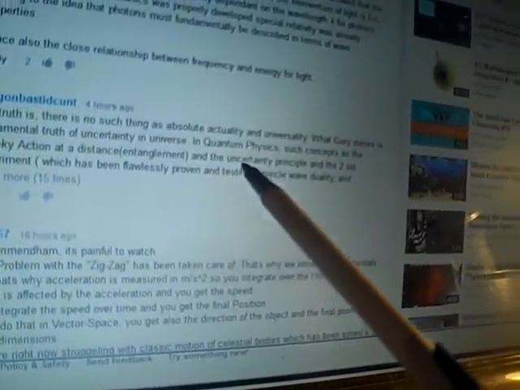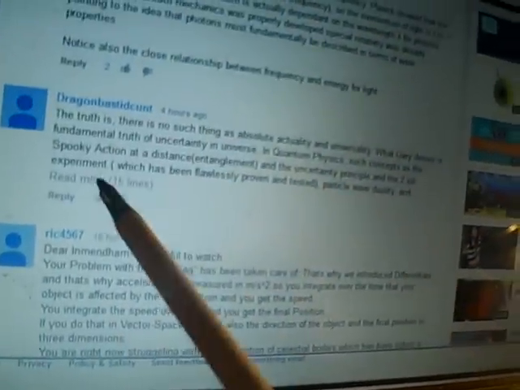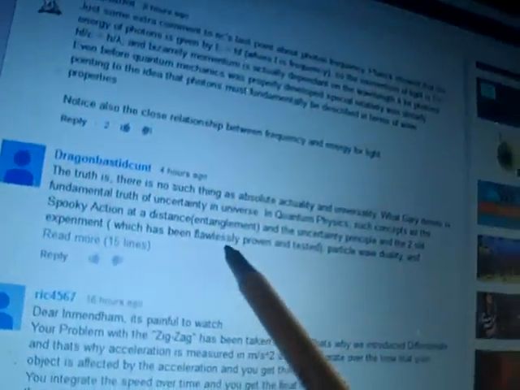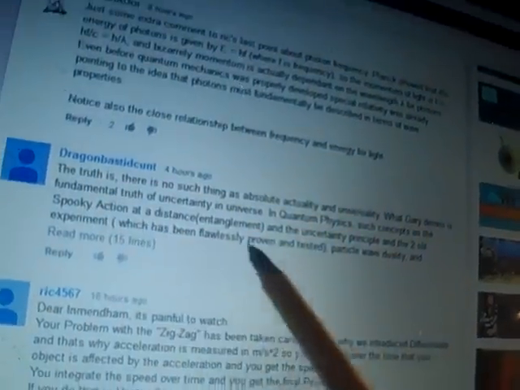In quantum physics, such concepts as spooky action at a distance, entanglement, the uncertainty principle, and the two-slit experiment, yeah, the 100-year-old experiment, which hasn't been done the way it needs to be, which has been flawlessly proven and tested. Flawless! Listen to this rhetoric. They're calling it flawless. I've already shown examples of the two-slit experiment that are a long way from flawless and almost demonstrate my point.